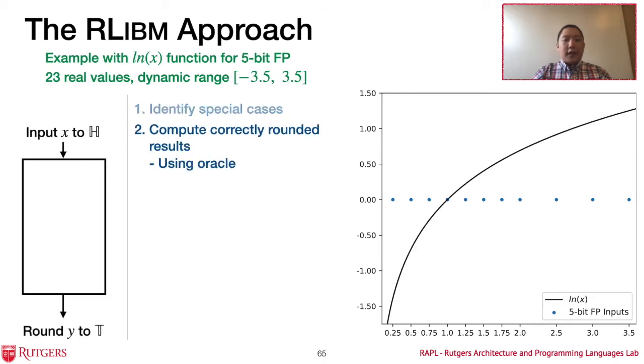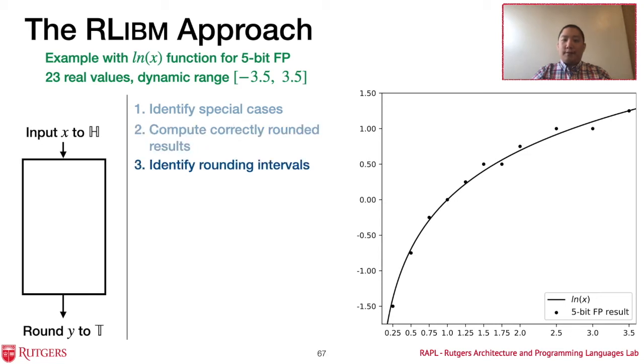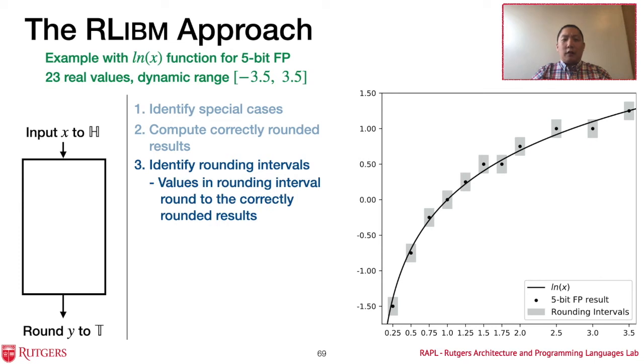Our second step is to use an oracle that can compute the real value of natural log of x and compute the correctly rounded result for each of our 11 inputs. This step tells us what the final rounded result should be for each of the possible inputs. Next, based on the correctly rounded result, we identify what the values of our internal computation should produce. Our internal computation is evaluated in a higher precision representation, double. So there is a range of values that our internal computation can produce and still round to the correctly rounded results when we round it back to 5-bit floating point. We call this range of values the rounding interval.